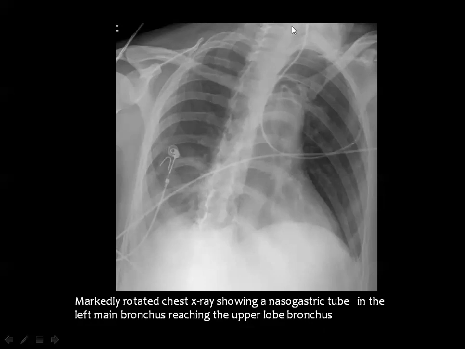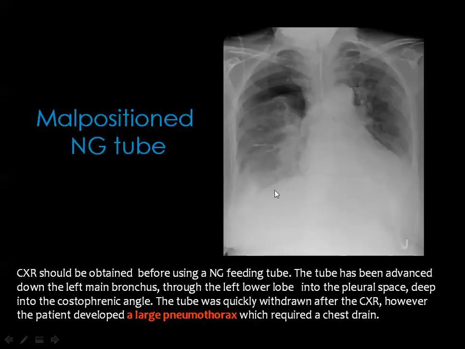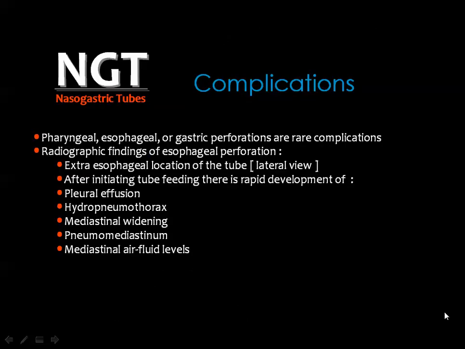This nasogastric tube has been passed into the trachea and then to the left main bronchus. And this tube has passed through the trachea, left main bronchus, lower lobe bronchus, reaching the costophrenic angle, and the tube was quickly withdrawn after this chest X-ray. However, the patient developed a large pneumothorax, which required a chest drain.